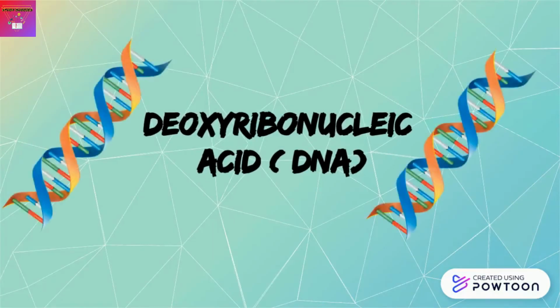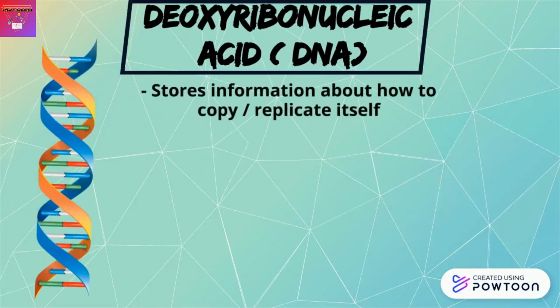Now, let's look at the first example of nucleic acid, which is deoxyribonucleic acid, commonly known as DNA. DNA stores information on how to copy or replicate itself. If you recall cell division that you may have learned before, which is mitosis and meiosis, we know that chromosomes replicate themselves before separating into 2. The DNA is responsible for controlling when and how the replication occurs in the chromosomes.